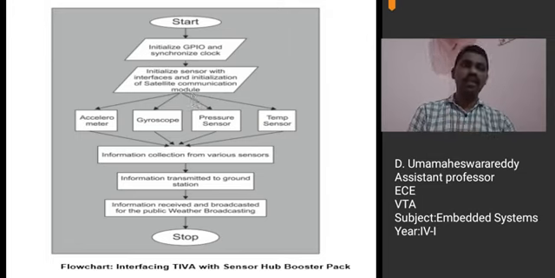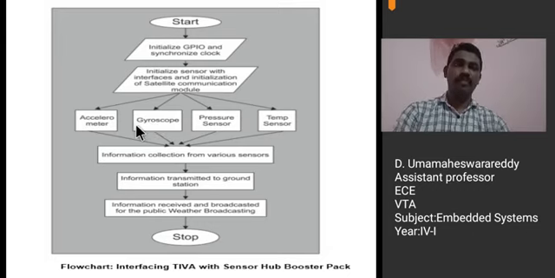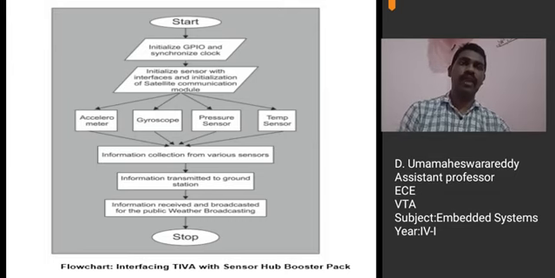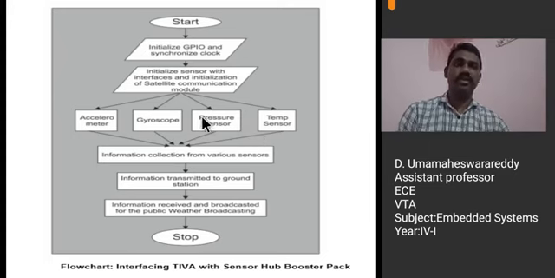The sensors we are using here are an accelerometer, a gyroscope, a pressure sensor, and a temperature sensor. With the help of the accelerometer, we can find the acceleration, the movement of the balloon. What is the acceleration of the balloon? With the help of the gyroscope, we can measure the position of the balloon. Then, with the help of the pressure sensor, we can measure the atmospheric pressure. And with the help of the temperature sensor, we can measure the current temperature in that location.